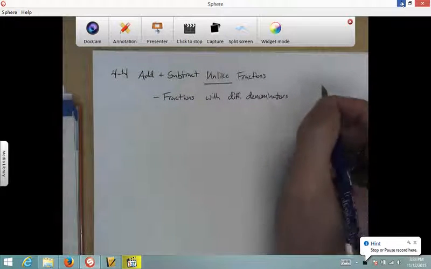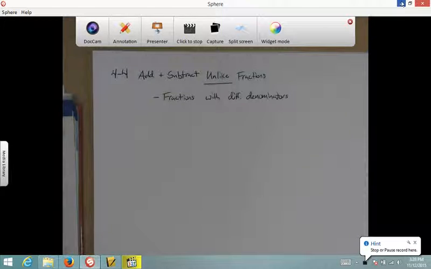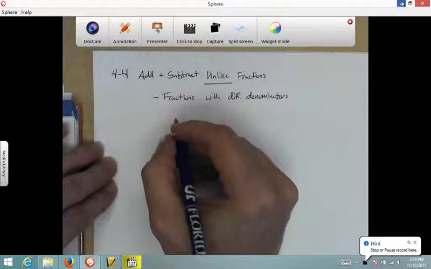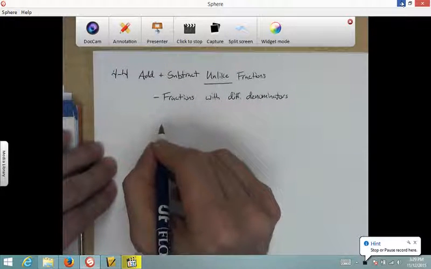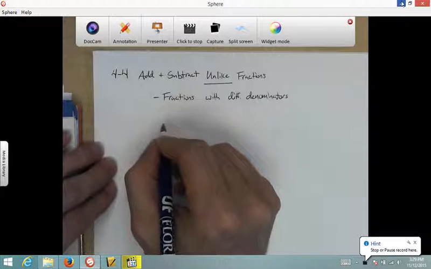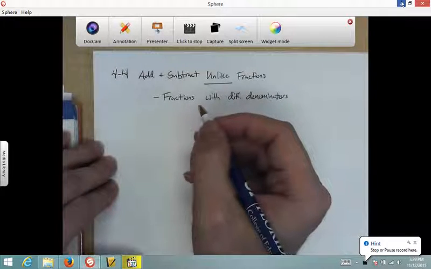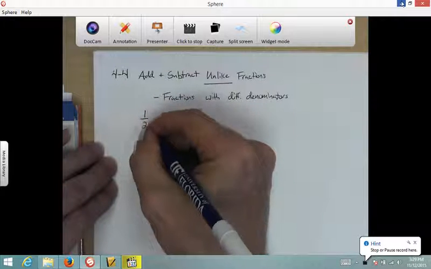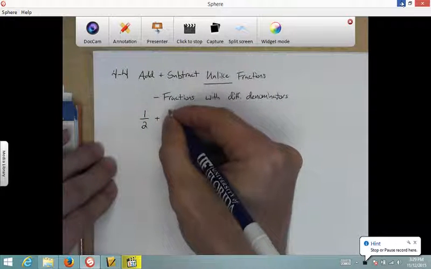So in order to add and subtract unlike fractions, there's two ways we can do this. There's an easy way and a not as easy way. We'll start out with the not as easy way. What we're going to do is rewrite the fractions so that they have common denominators. Once we do that, then we can add and subtract just like in the last lesson. So let's start out with 1/2 plus 1/4.